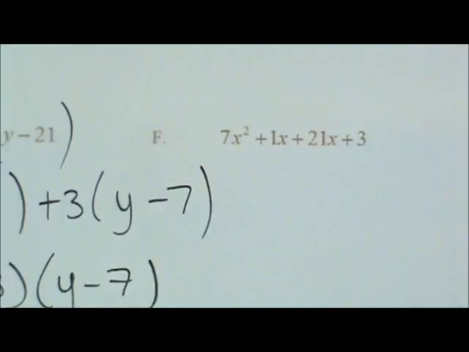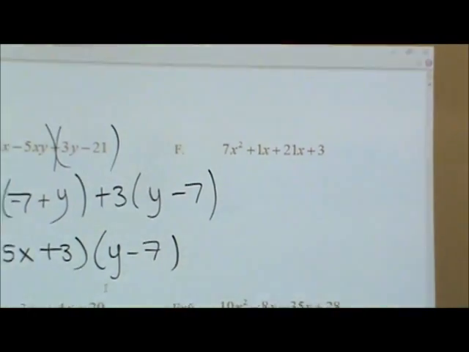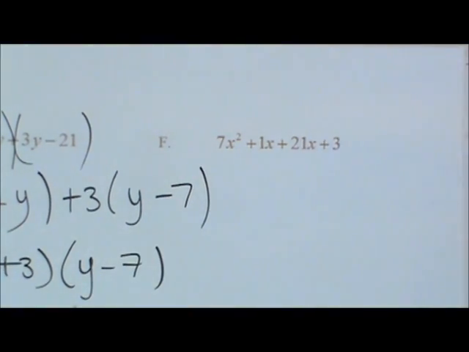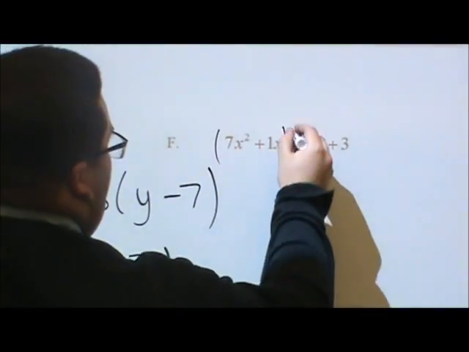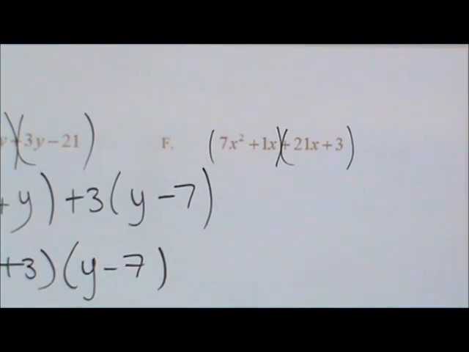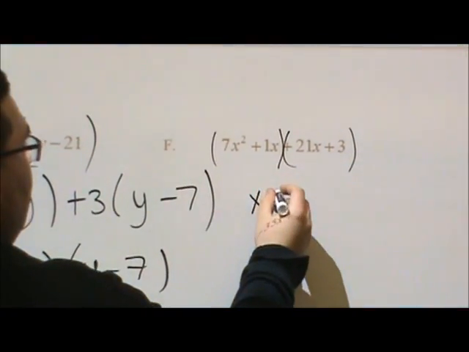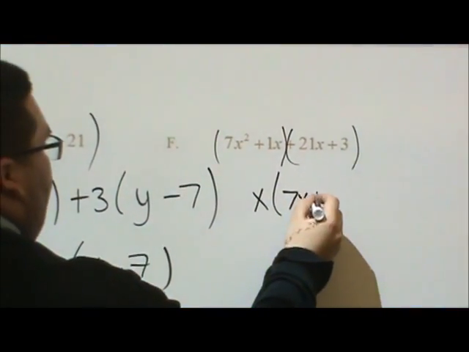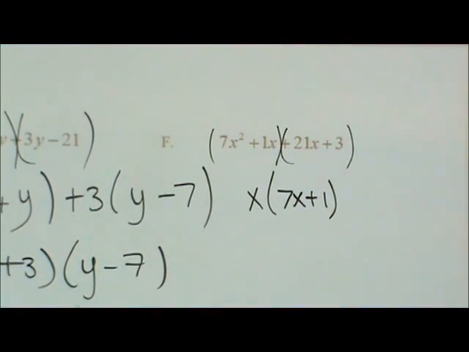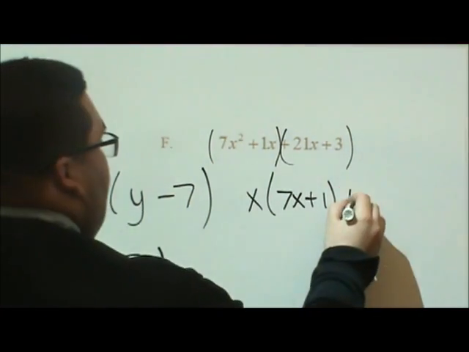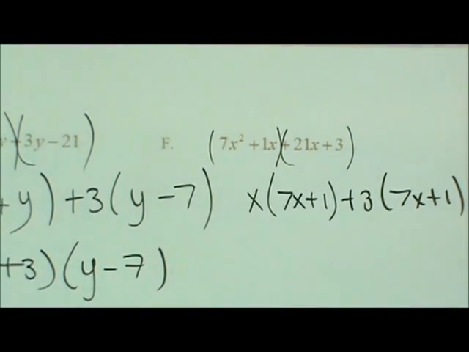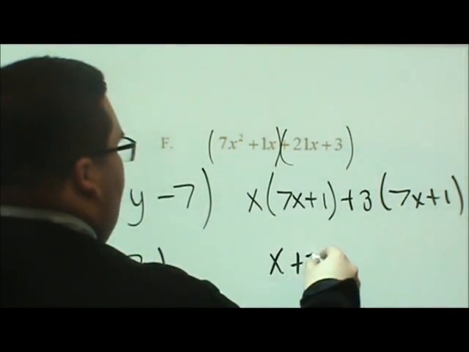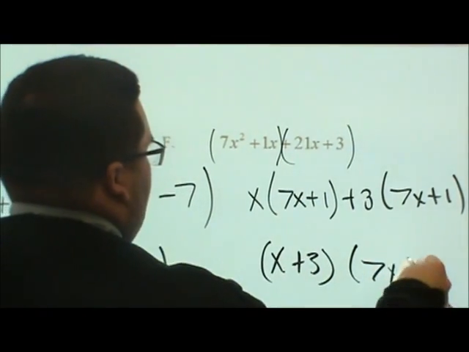The last one, letter F. This type of problem we're actually going to see a lot of, okay, in a couple classes. So you start this off, same process. Group the first 2, group the last 2. Do GCF factoring. If you do the GCF factoring, you're going to pull out an x, and you're left with 7x plus 1. Same process happens again. GCF factoring, pull out a 3, 7x plus 1. And then you see we got our match. So x plus 3 and 7x plus 1.